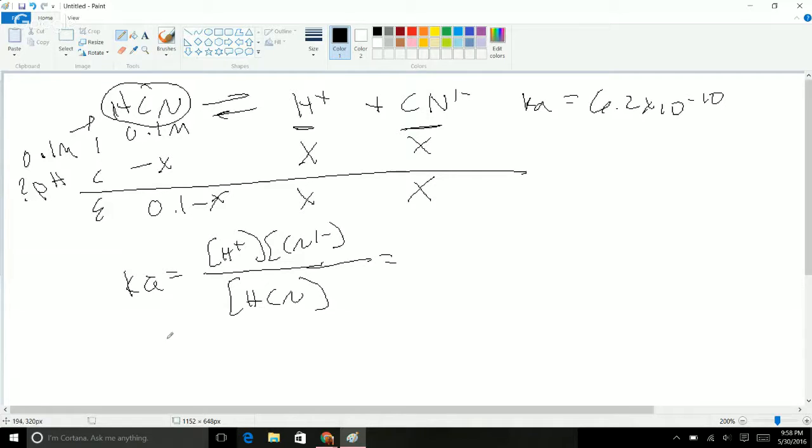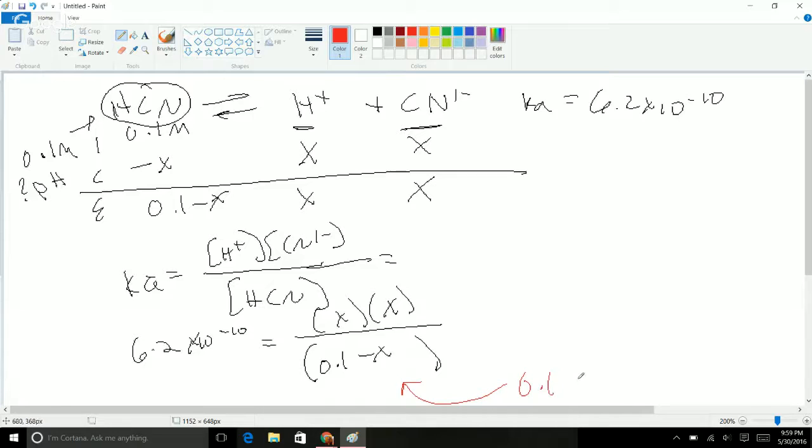I'm going to put in my values that I've got. Ka, 6.2 times 10 to the -10, equals, on the bottom I've got my HCN, which is 0.1 minus X. On the top I've got X amounts of both the H+ and the CN-. Now this is once again going to lead to a quadratic equation, which the chem gods hate. So we do everything we can to try and get rid of it. That's why we look at 0.1 versus X.